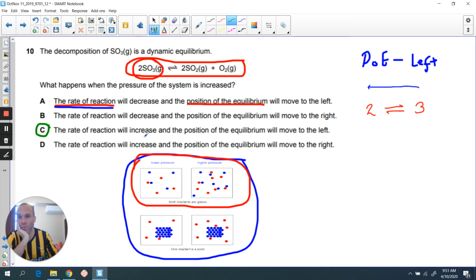The rate of reaction will increase, and the position of equilibrium will move to the left, as I explained up here. Hope that has helped.